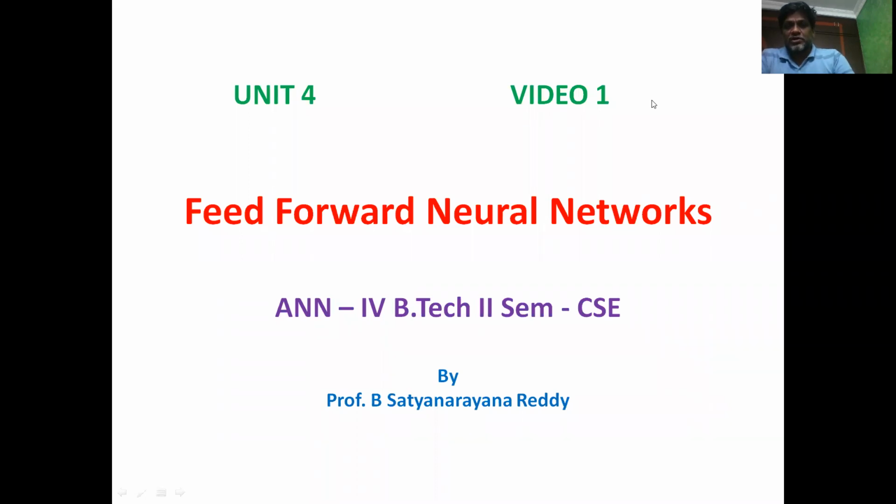So in the 3rd unit, we discussed the perceptron neural network, which consists of a single neuron, and we saw how a perceptron neural network learns with the help of the perceptron learning rule, and then we designed a few perceptron neural networks for simulating the behavior of AND gate, OR gate, and so on.